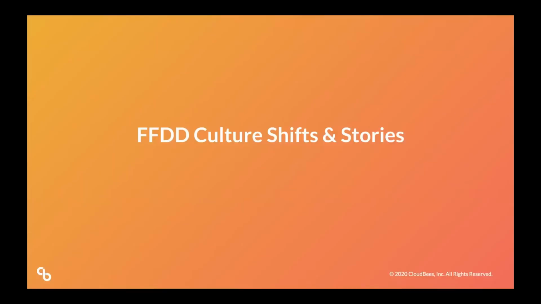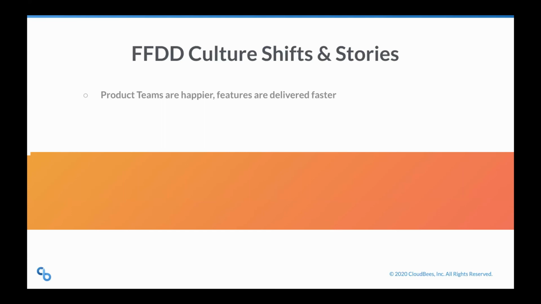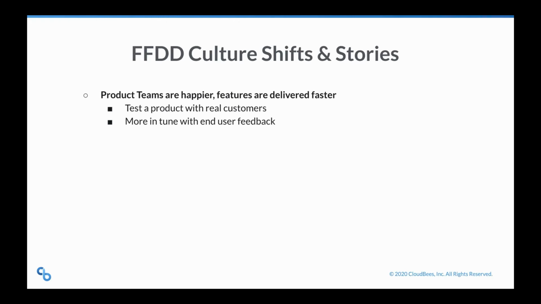All right, and then my last slide here is just the culture shifts and stories with feature flag driven development. What I've noticed is that product teams are definitely happier. Features are delivered faster. We can test a product in real time in production with real customers. And I think that gives the product teams immediate user feedback, which is huge.